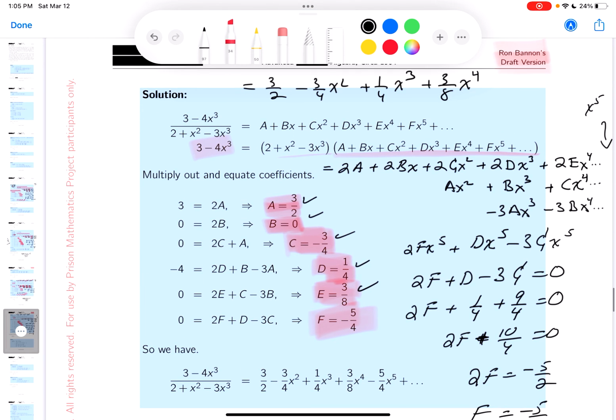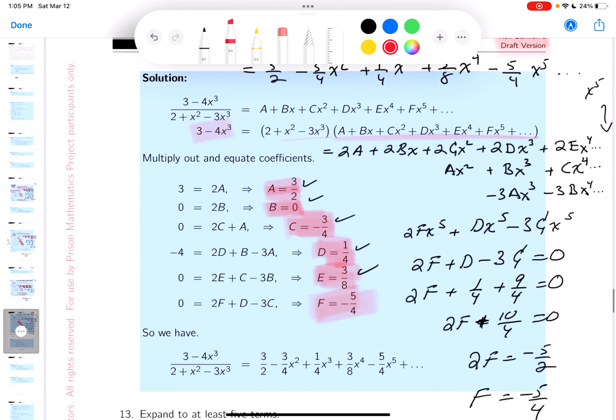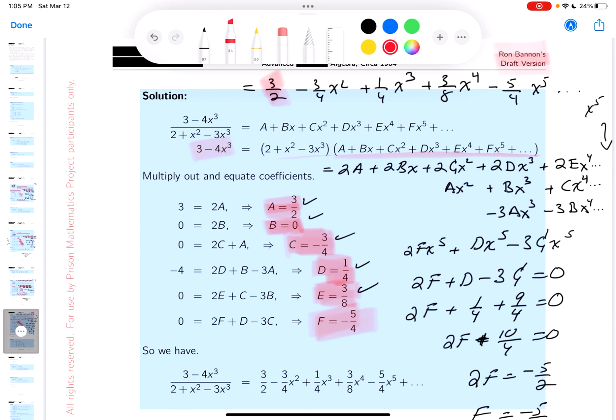I could write that down now, then we'll look at the answer key. So it's going to be minus 5/4 of an x5. And again, this goes on forever. Let's get a grading key and see if we got the answer. 3/2, minus 3/4 of an x squared, plus 1/4 x cubed, 3/8 x4, minus 5/4 x5. And we are done. Thank you.